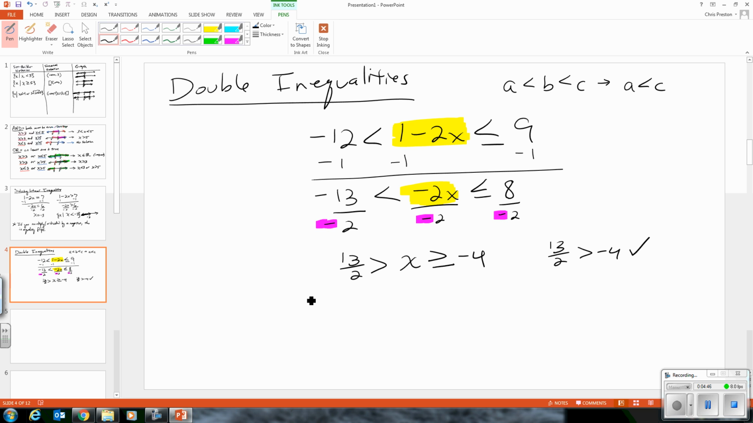Now, what I would probably do is flip this around, since it's going the other way. You can think about what that would look like. And if you wanted to graph that, again, x is greater than or equal to -4, but it's got to be less than 13 halves, and then shade in between there.